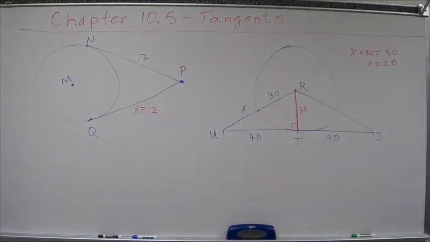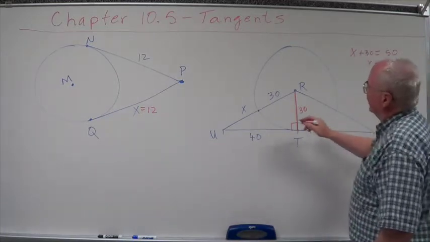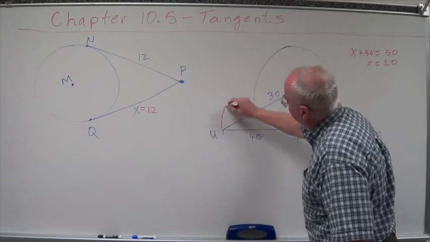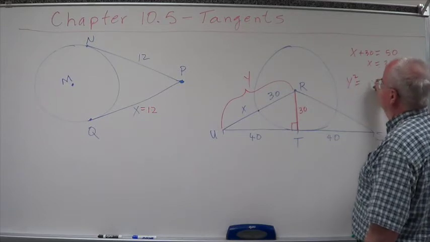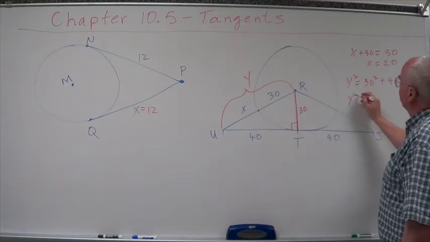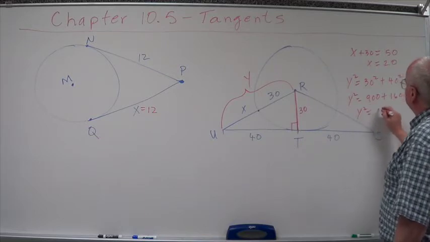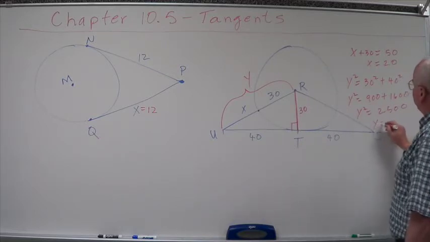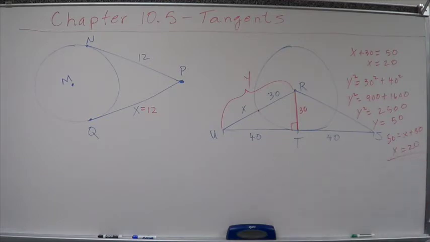Well, let's look at it a different way. We can use the Pythagorean Theorem to solve it a couple of different ways. We could say that this whole segment right here is equal to y. So we have y squared equals 30 squared plus 40 squared. So y squared equals 900 plus 1600. Y squared equals 2500. Y equals 50. Okay, 50 equals x plus 30, and then x equals 20.